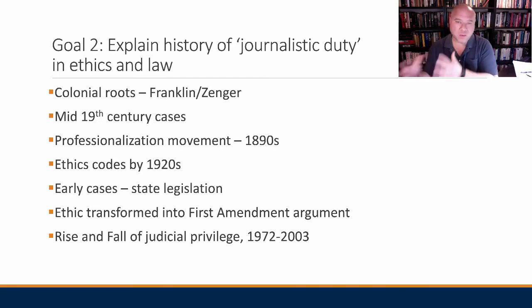And that really, my research found, started in the 1950s, or partly in the 1950s. There were examples of it earlier. And then really how that ethic transformed into a First Amendment argument that reached the Supreme Court in 1972. And then what happened in the last generation, the rise and fall of judicial privilege protections.